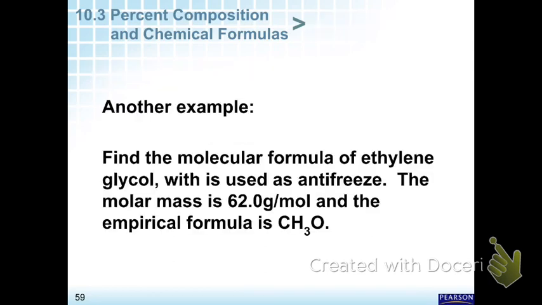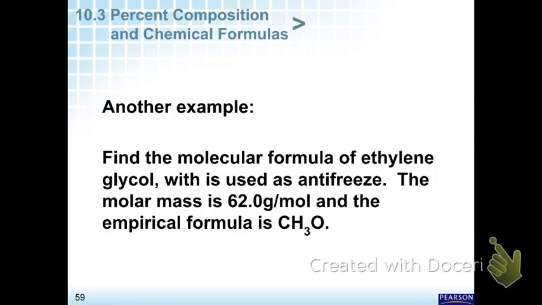Let's do another example just to make sure we know what's going on. Find the molecular formula of ethylene glycol, which is used as antifreeze. The molar mass given to you, 62 grams per mole. Write that down. 62 grams per mole. And the empirical formula, CH3O. Okay, I'm going to have to go back so I can memorize this. 62 grams per mole, CH3O.